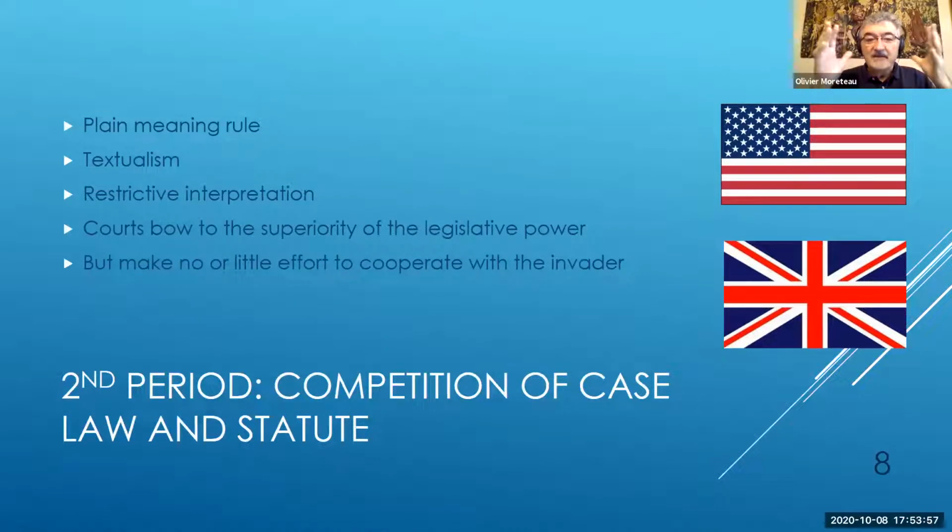So to wrap up on this second period, you see that the plain meaning rule is predominant. You see a strong tendency to textualism. You see the predominance of restrictive interpretation, with the few exceptions that are allowed when you apply the golden rule. You see that the courts bow to the superiority of the legislative power and accept that statute has to prevail over case law, but they make no effort or little effort to cooperate with the invader.